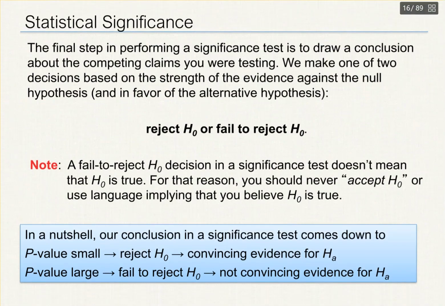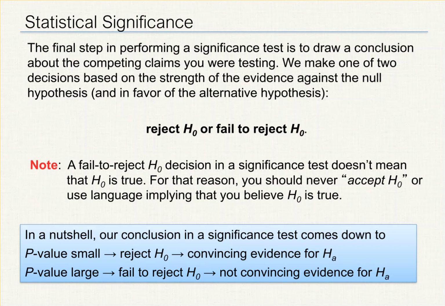The final step in performing a significance test is to draw a conclusion about the competing claims you are testing. We make one of two decisions based on the strength of the evidence against the null hypothesis and in favor of the alternative hypothesis. So we reject the null hypothesis or fail to reject the null hypothesis.